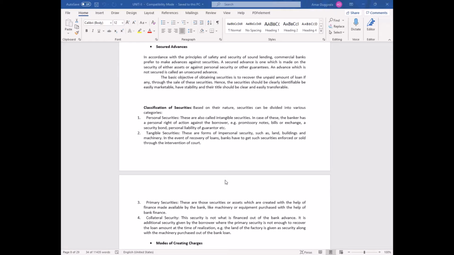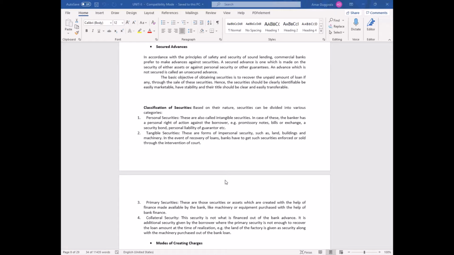So what type of securities, what type of assets can be taken as a security by the bank when giving secured advances? One is the personal securities, which are intangible in nature. So for example, promissory notes, bills of exchange, security bonds, personal liability of a guarantor, right? These kind of things that you possess. You have some securities, investments, stock, etc. The second type of category is tangible securities such as land, building, machinery, etc.